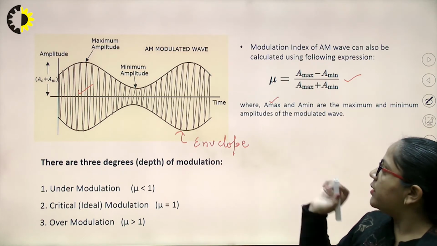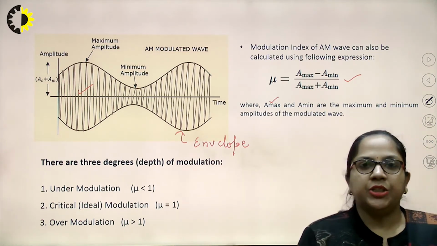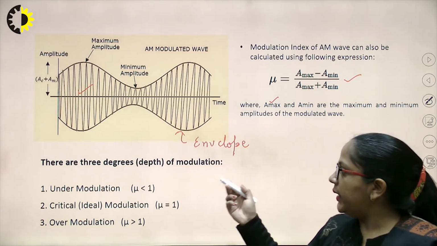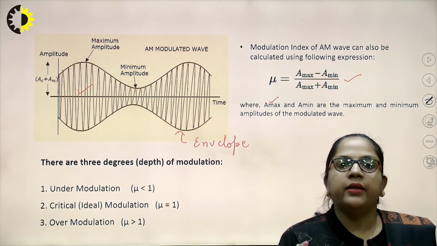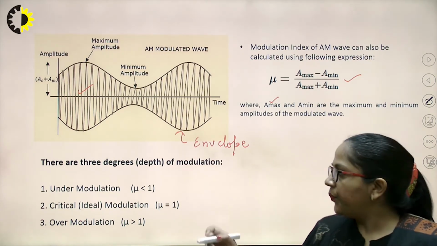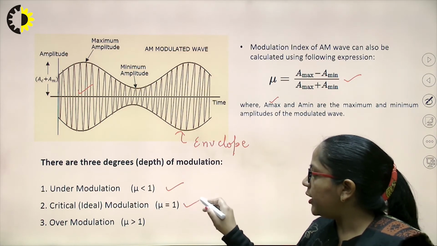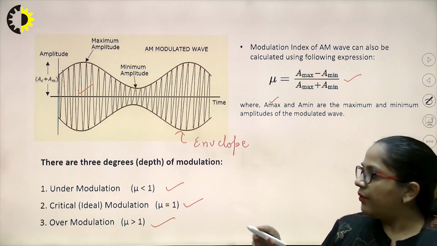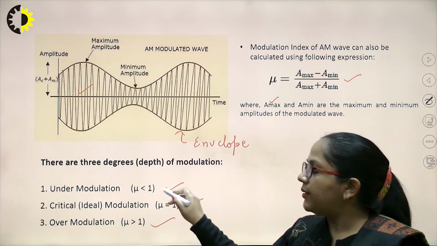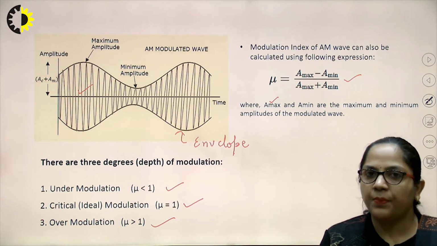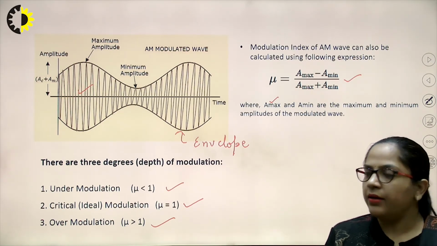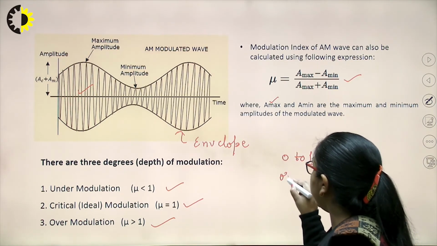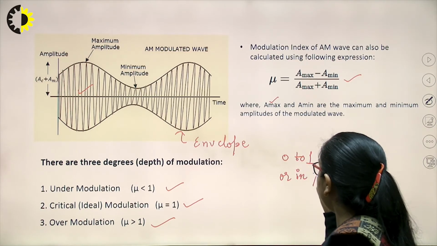On the basis of this, we can have three conditions of modulation in amplitude modulation. These three conditions, or the three degrees or depths of modulation, are under modulation, critical modulation and over modulation. What is under modulation? It is the case where we get the value of modulation index less than 1. Modulation index is a parameter which is generally defined in the range 0 to 1, or in percentage.